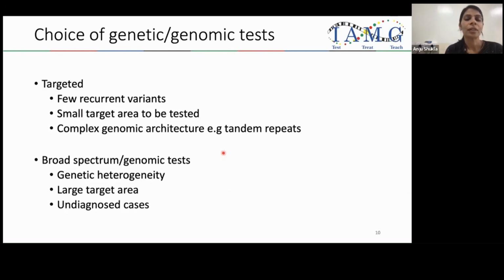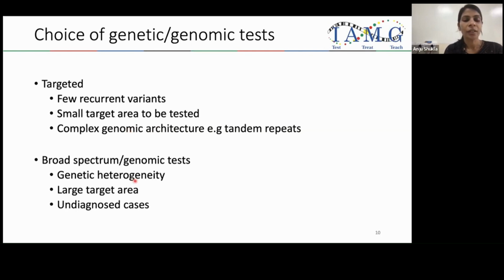There are some basic principles. Whenever we have a clinical diagnosis and there are very few variants which are known to cause that disease, we can check for only those variants. I will be discussing the examples a little later. And then when we have a diagnosis and the target area is very small, say maybe a few exons, a few variants in a gene or a small gene, again, it can be done through targeted testing. And sometimes whenever the genomic architecture, for example, tandem repeats are there and the mutation involves these repeat regions, they may have to be investigated using a targeted test.